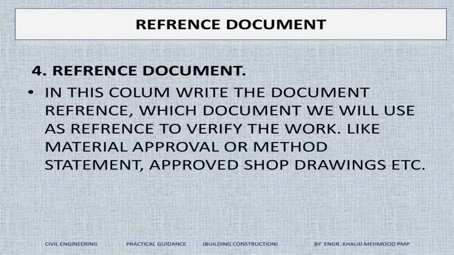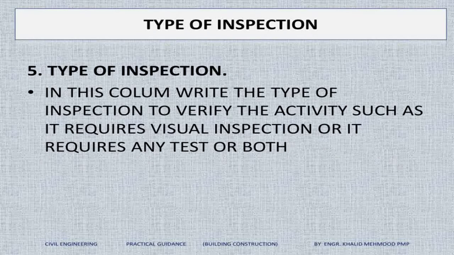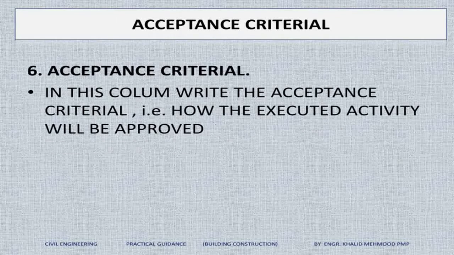In column number 4, write the reference document, meaning which document we will use to verify the executed work, like the material approval, shop drawing approval, or method statement approval, etc. In the fifth column, type of inspection: it requires an inspection, or a test, or both to verify. In the sixth, acceptance criteria, write the criteria by which the executed activity will be approved and certified.